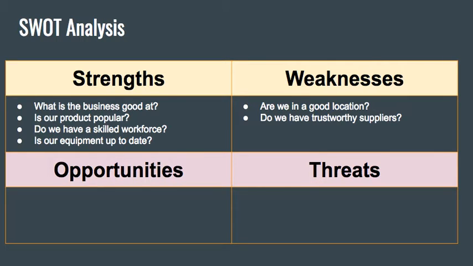Weaknesses, again, things they can control and change, are questions such as, are we in a good location? If they're not, they can move. Okay, that's something they can control. But being in a bad location is a weakness. And do we have trustworthy suppliers? Which is where the operations manager can come in and have a look at their supply chain management and see, are they sourcing their inputs from the best places?